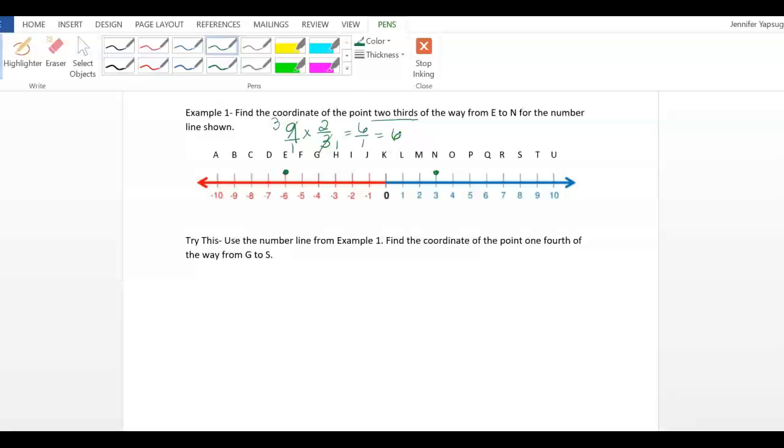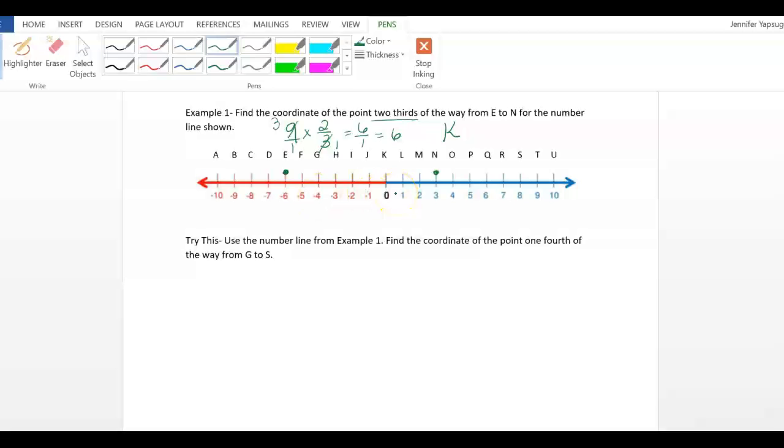So it doesn't mean I'm going to find 6 on the number line. What that means is I need to find 6 spaces from E. So if I now go back to E and I count 1, 2, 3, 4, 5, 6, I land on O, which is letter K. So K is the coordinate for the point that is 2/3 of the way from E to N.